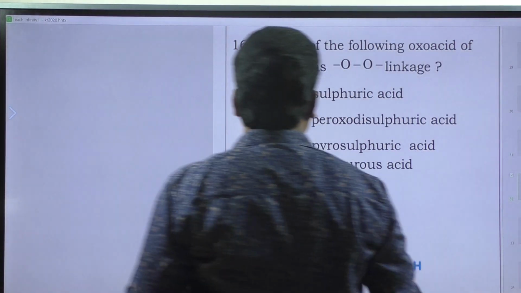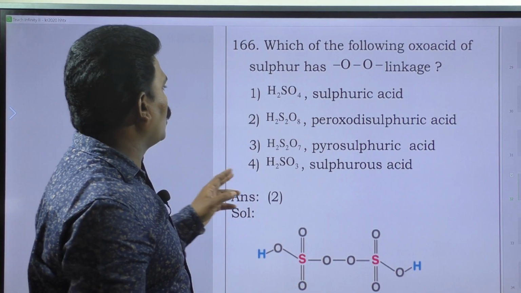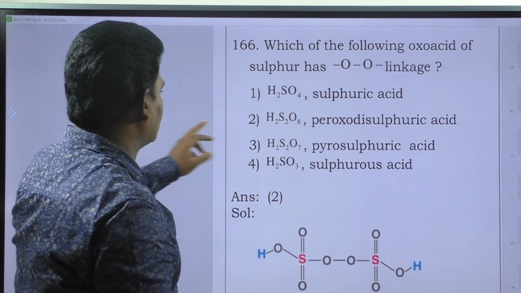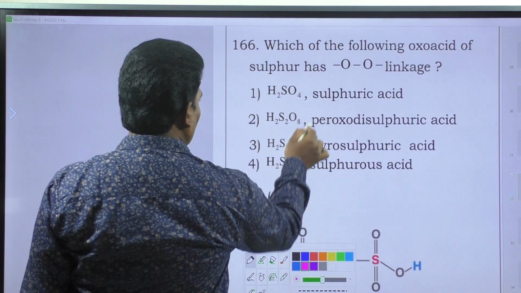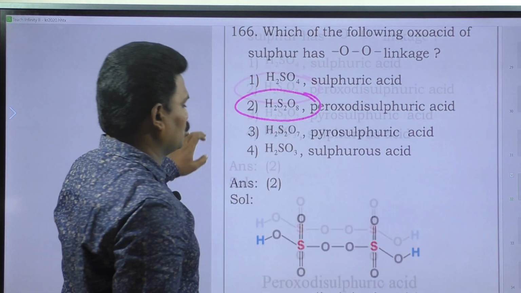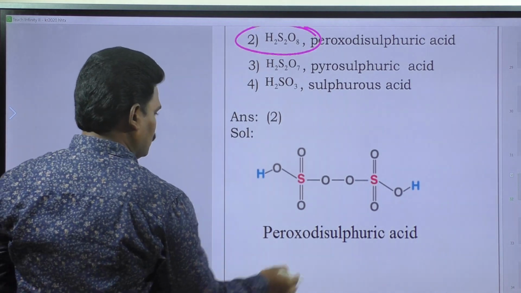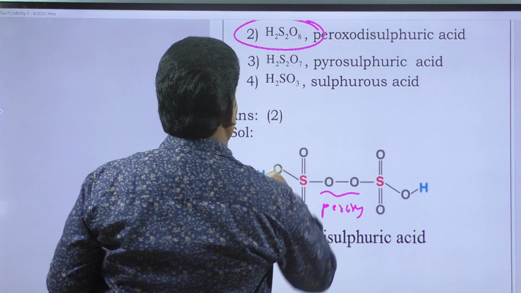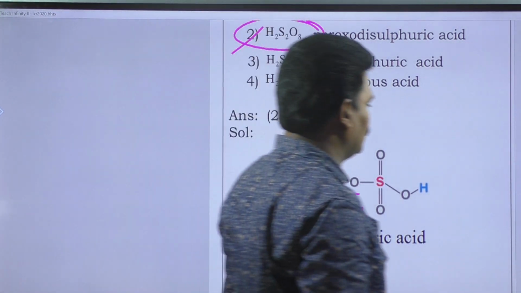Which of the following oxo acids of sulfur has an O-O linkage? H2SO4 is sulfuric acid, and H2S2O8 is peroxydisulfuric acid. Look at the diagram, H2S2O8. Here the O-O linkage is a peroxy linkage. So the answer is the second option, peroxy linkage.